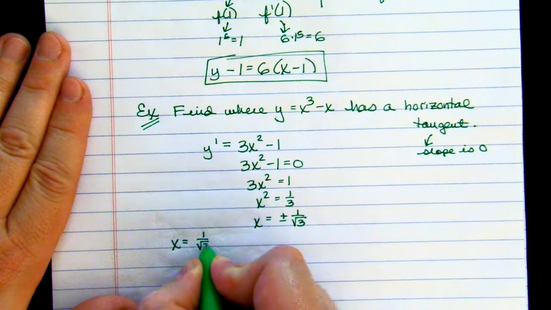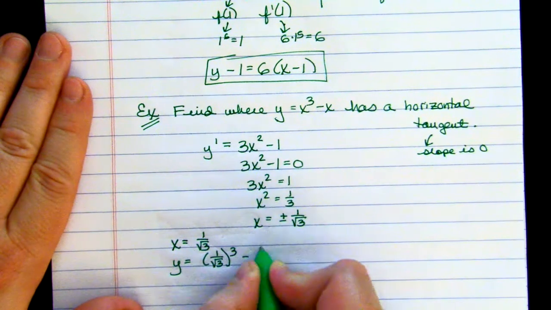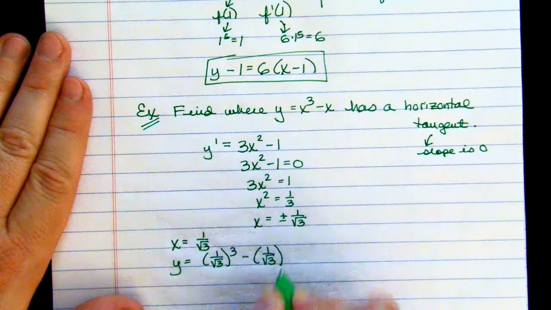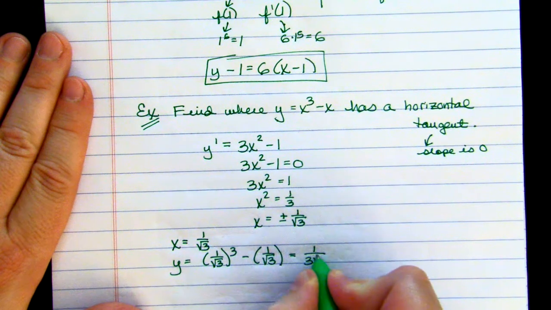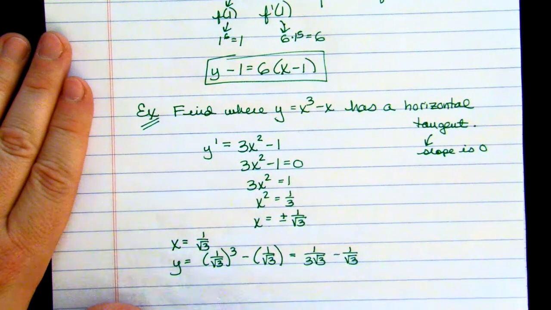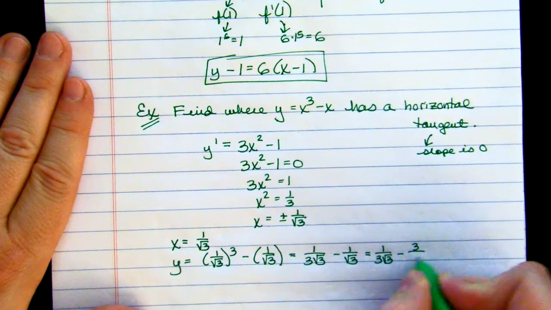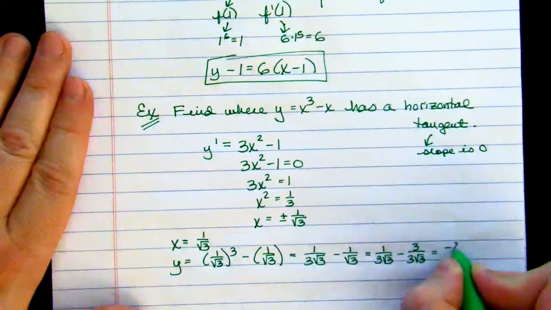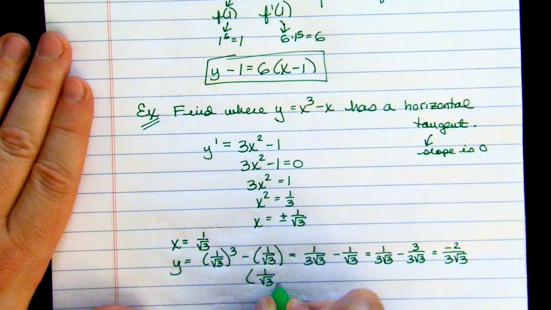When x is 1 over root 3, y is going to equal 1 over root 3 cubed minus 1 over root 3. Okay, so root 3 cubed is like root 27, which is 1 over 3 root 3, minus 1 over root 3. I can get a common denominator, 1 over 3 root 3, minus 3 over 3 root 3 will give me negative 2 over 3 root 3. Again, I probably should have rationalized the denominator, but whatever. I'm going to get 1 over root 3 times negative 2 over 3 root 3.